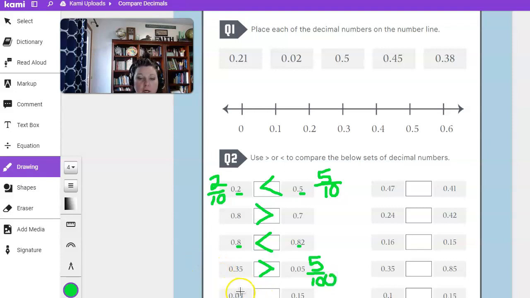Okay, 0.04 or 0.15? Our larger decimal is 0.15 because that's like 15 pennies out of 100 compared to 4 pennies out of 100. Okay, do your very best.